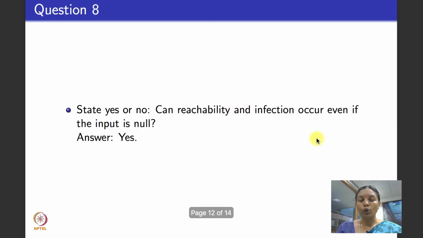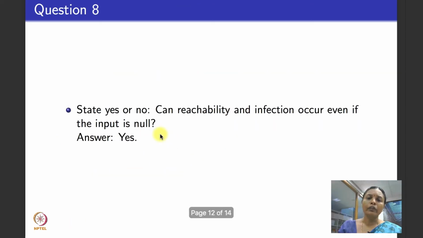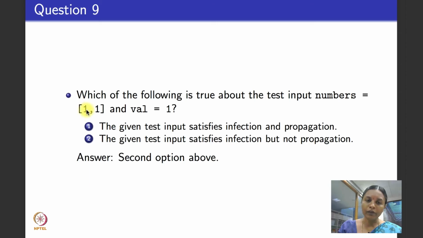Propagation means what? The original program with this line number 4 returns one index. The mutated program will return another index. The original program begins checking from the 0th index of the array. The mutated program checks from the 1st index of the array, which is actually the second in line. So if you see, the original program will return the index of the value to be found as 0. The mutated program will return the index of the value to be found also as 0. So they satisfy infection, but they don't satisfy propagation.